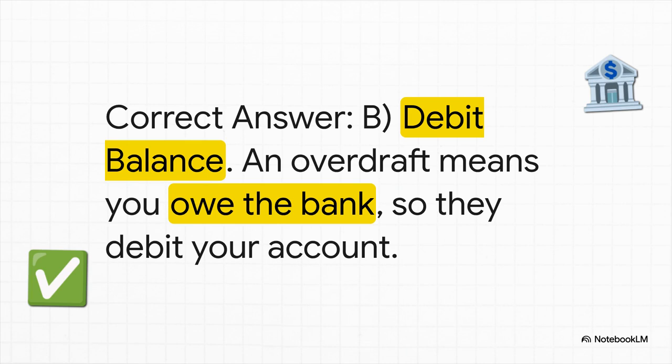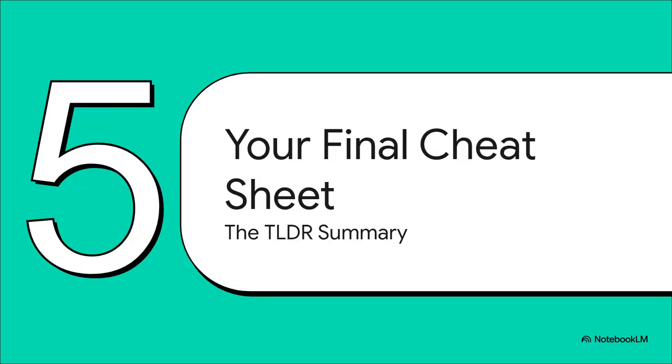Just remember our golden rule. Your record is the opposite of the bank's. An overdraft means you owe the bank money. From the bank's perspective, they're expecting to get that money from you, so they record it as a debit on your statement. All right, let's bring it all home with a final super quick summary.